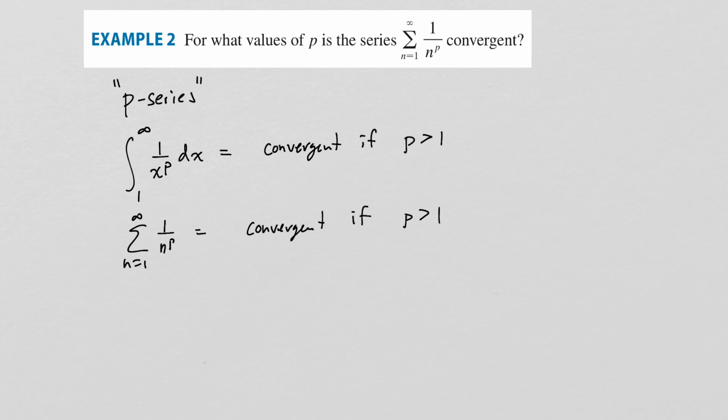Now, of course, we do have to mention that the function f of x equals 1 over x to the p is a positive function, it is a continuous function, and it is a decreasing function. And all of these things are true. Therefore, the integral test tells us that since the integral converges for values of p greater than 1, the series will also converge for values of p greater than 1.